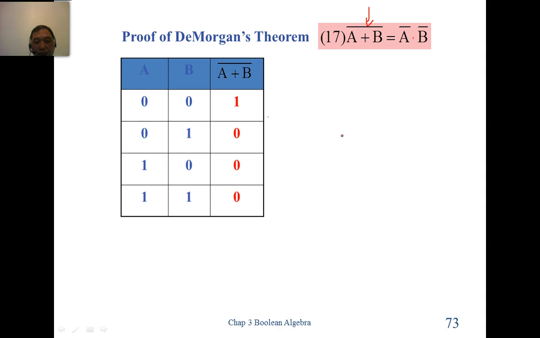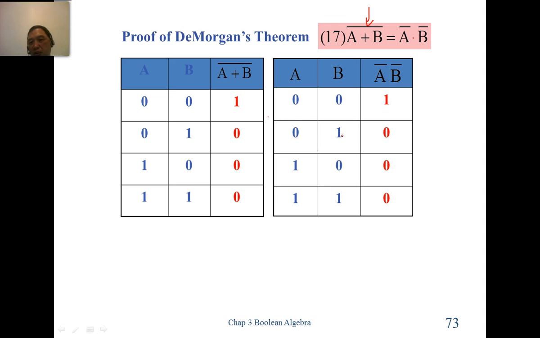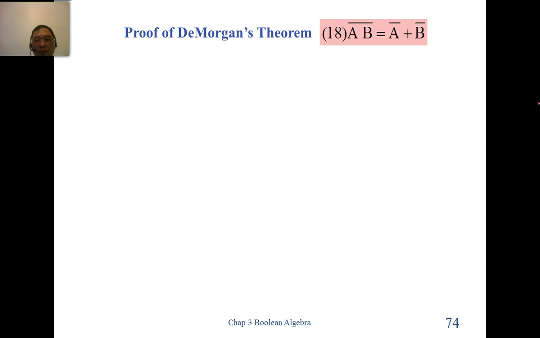So this is a truth table for A plus B with a bar on top. And this is another truth table for A bar dot B bar. You'll find that both are exactly the same. We just substitute 0 and 1 into the equation here, so you get 1, 0, 0. Same again with this one. Both the right-hand side and left-hand side, the outcomes are exactly the same. They have the same behavior.